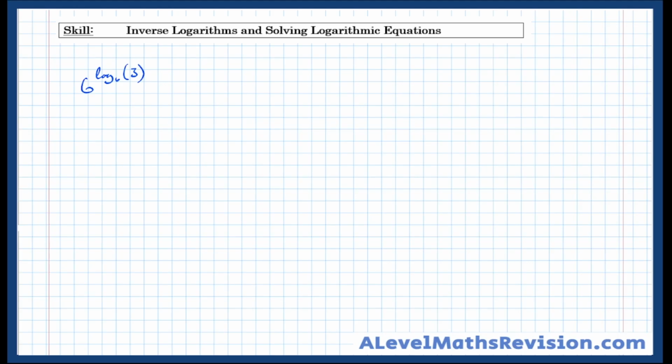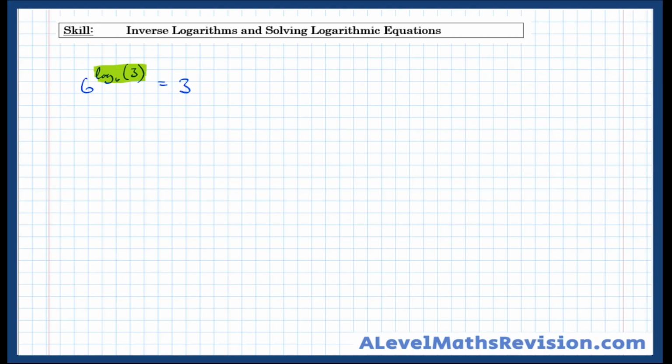What this says here, I'm concentrating just on the highlighted green part first. That says, what power do I give 6 to get 3? Well, whatever the answer to that is, I've just given 6 that power. So that means I'm going to get 3.